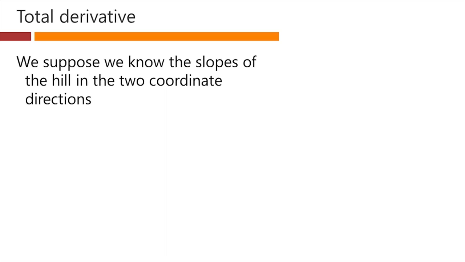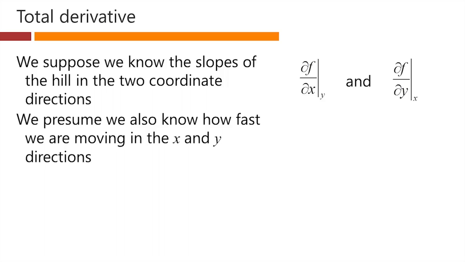We suppose that we know the slopes of the hill in the two coordinate directions, so df by dx at constant y and df by dy at constant x. We presume also that we know how fast we are moving in the x direction and in the y direction. So we know the two components of our velocity. In the x direction, our component of velocity is dx by dt. And note that this is an ordinary derivative here. We're not holding anything constant.